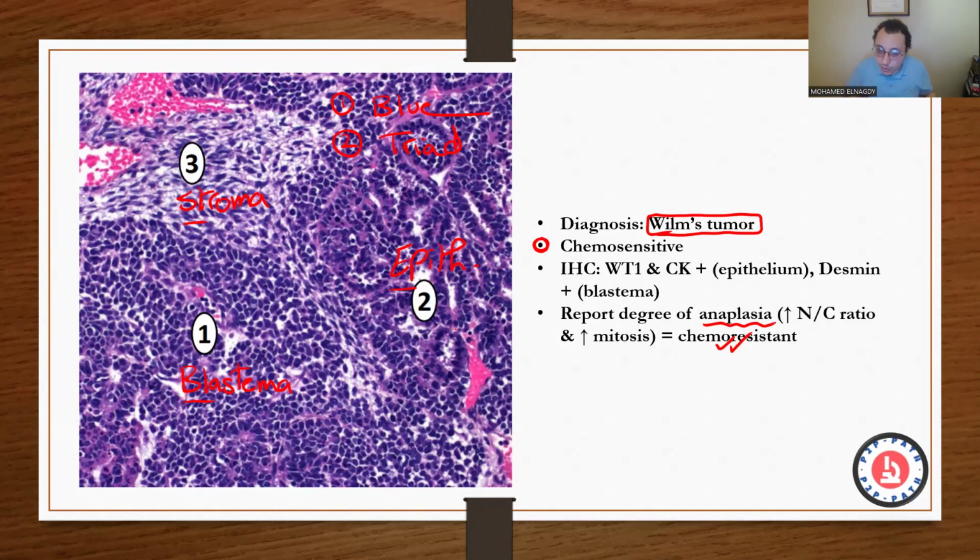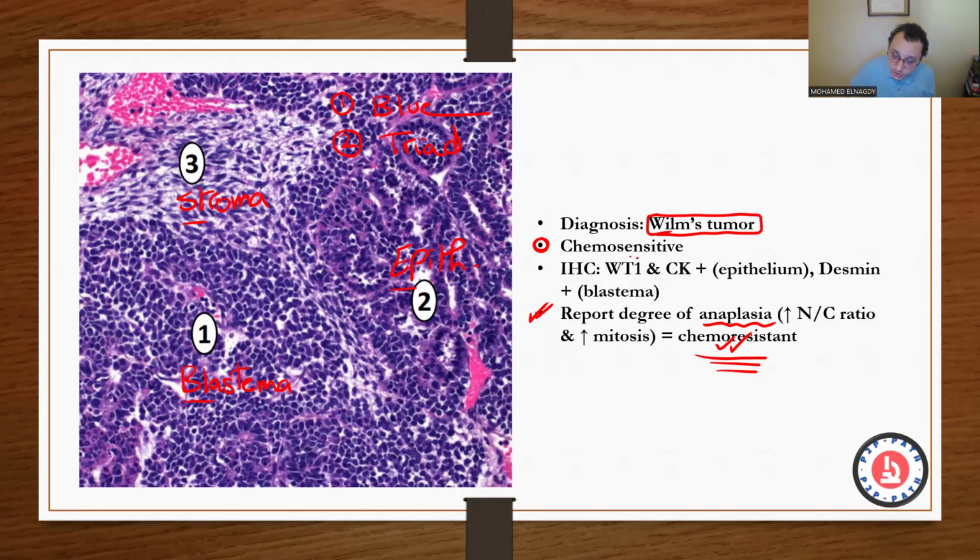high grade. That's why classically in your pathology report, you need to report the degree of anaplasia, which is the NC ratio. Is it high NC ratio, low NC ratio? How many mitoses are there in high power field? So the degree of NC ratio and mitosis, which is the degree of anaplasia, needs to be reported in the report, because this makes the tumor more chemoresistant, and it makes sense that they had to remove that cancer because it didn't respond very well to chemotherapy.